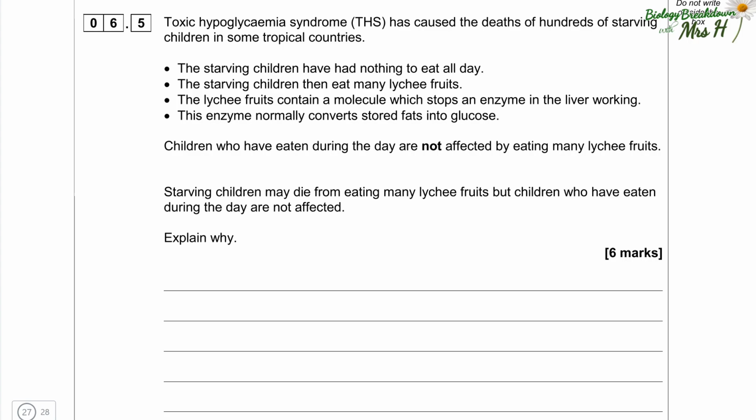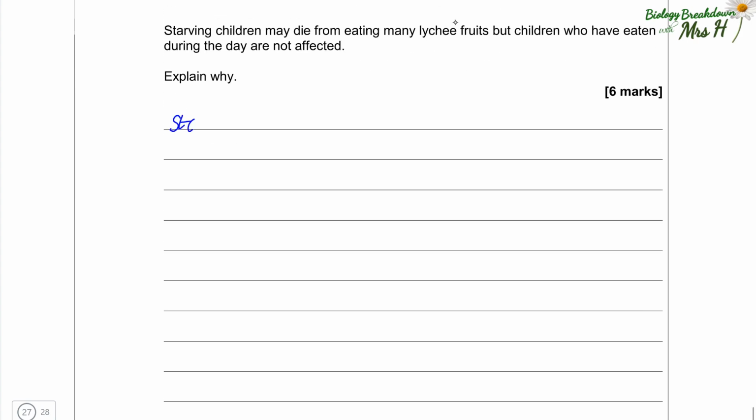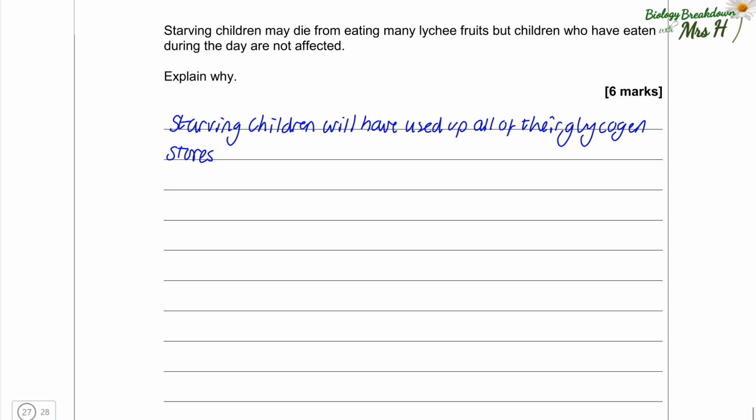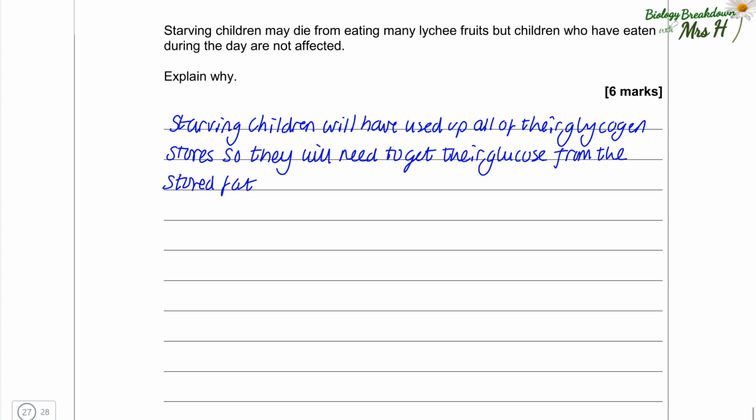Explain why. I think this is quite a hard question because this relies on you remembering that the glycogen stores in the liver have to be converted to glucose so that people can respire. So if you haven't eaten for a while, the glucagon converts glycogen back into glucose. If you remember that, and you've got to remember all of that to get to this. Starving children will have used up all of their glycogen stores. So they're going to need to get their glucose from stored fat.